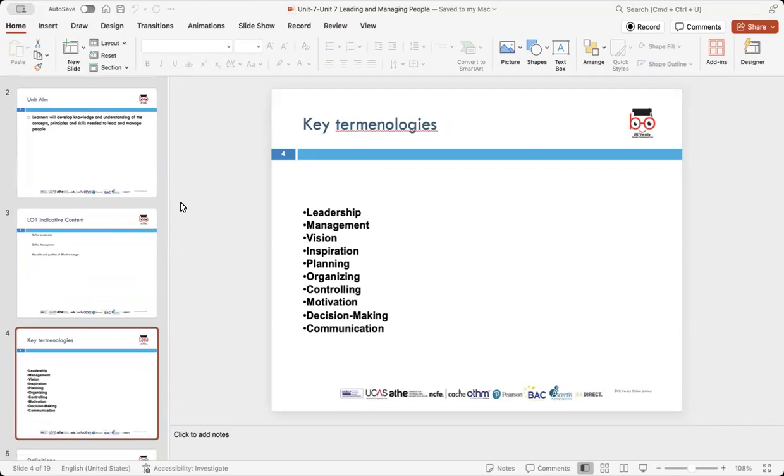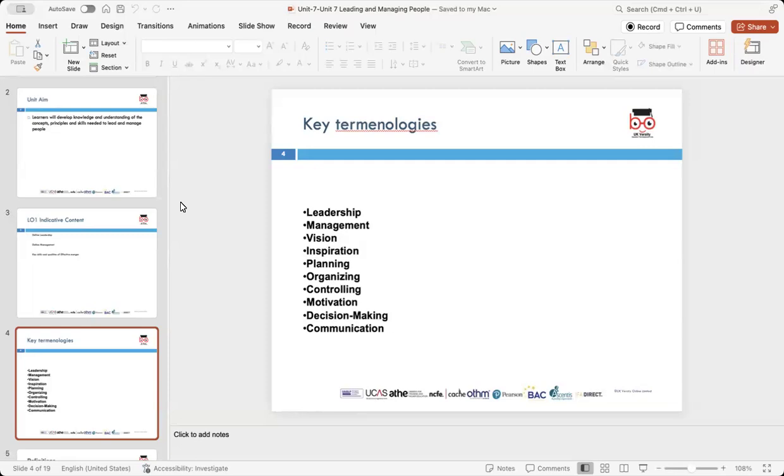Key terminology. Leadership is the process of guiding and inspiring individuals or groups toward achieving a shared goal. A leader sets a clear vision, motivates others, and creates an environment where people feel empowered to contribute their best. Good leadership focuses on people, innovation, and change. For example, a CEO setting a new strategic direction for the company is practicing leadership.